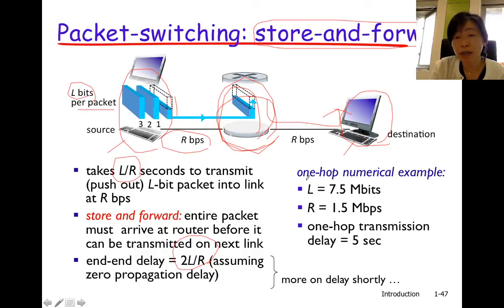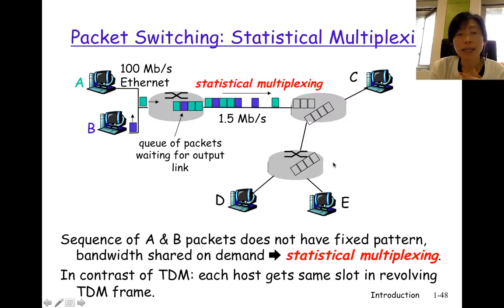So let's use an example. To transmit one hop, if the packet is 7.5 megabits and the transmission rate is 1.5 megabits per second, then it takes 5 seconds to transmit. End-to-end delay, therefore, is 10 seconds. So unfortunately we are not capable of streamlining the bits over a packet switch network. Potentially transmission delay is a bit higher.